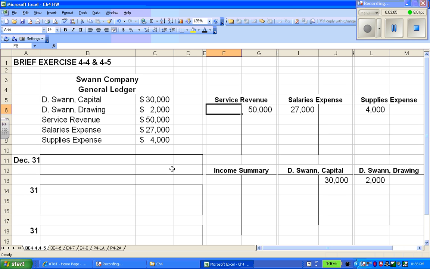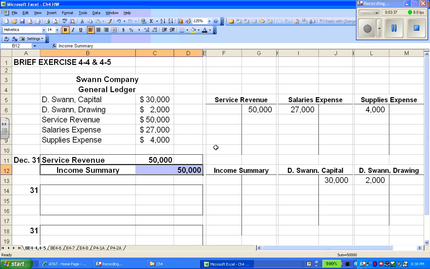So what I want to debit here is my service revenue account for 50,000. And then what I'm going to credit is this new account that gets introduced in this chapter, chapter 4, and it's the income summary account. You just want to think of that as the bucket that you're just going to throw all your revenue and expenses in to see what it comes out to be. All right, so my service revenue is 50,000. I'm going to credit then my income summary account for 50,000.